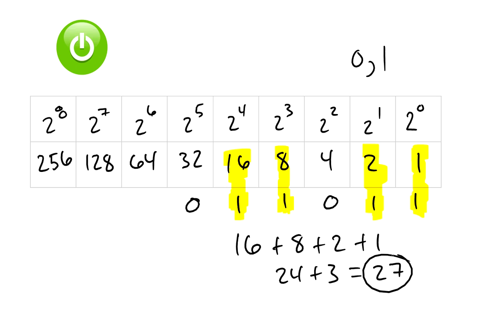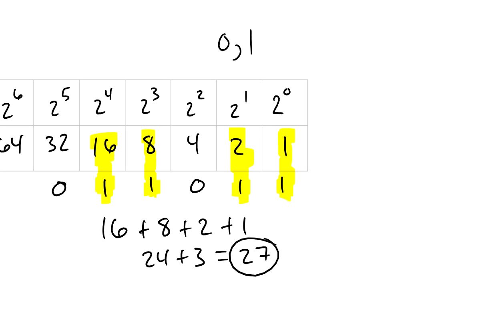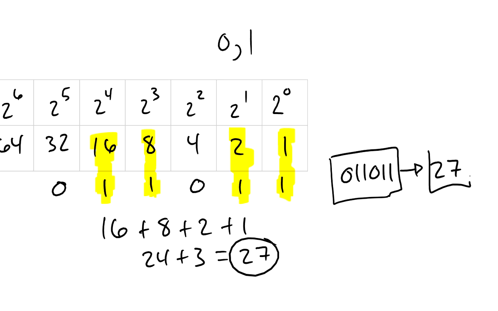So when I write 011011 in base 2, that's equivalent to 27, right? They're both holding the same value, they're just holding it with different schemes. One's base 2 or binary, and the other one's base 10.